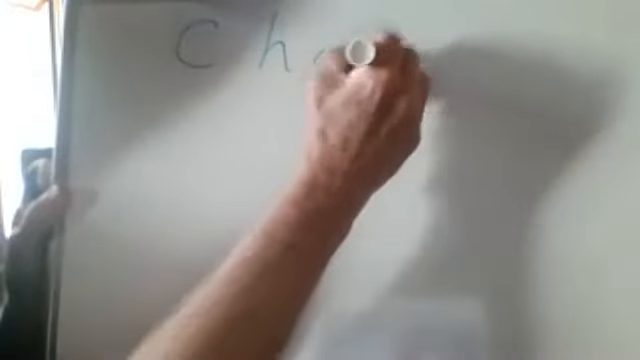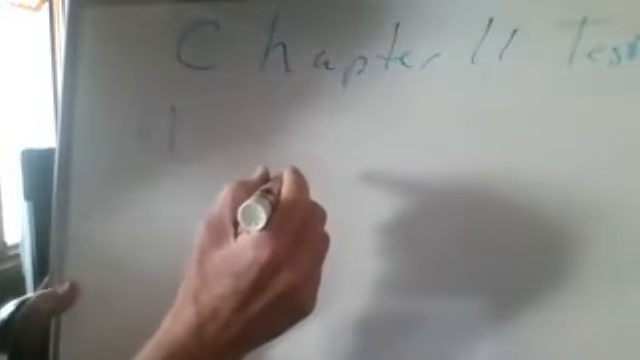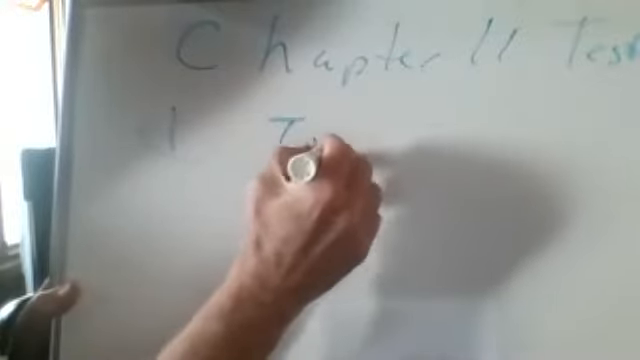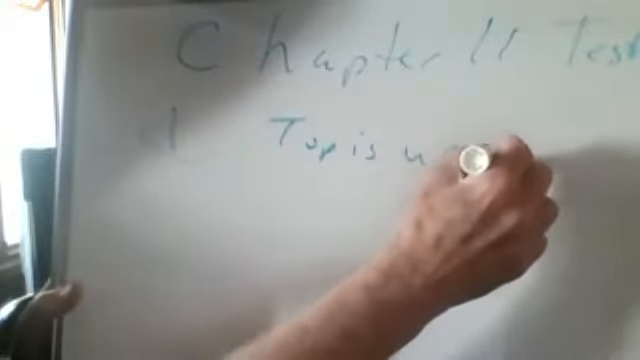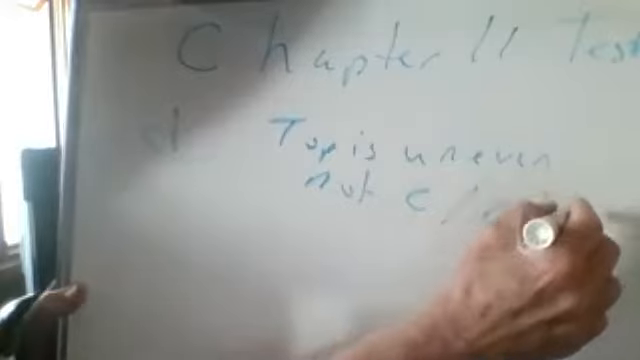So this is chapter 11 test corrections. Okay, here we go. Number one. Only a couple of people missed this. Nobody put C or D. The difference is between A and B. Remember on test corrections, you put everything I put on the board plus anything I tell you to write. So for number one, the top is uneven. That means not C and not D, okay?